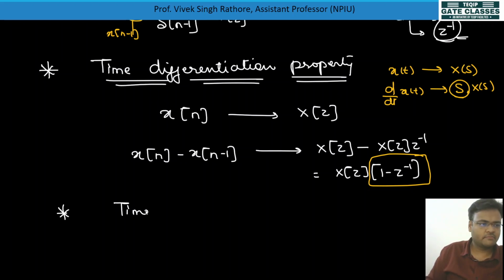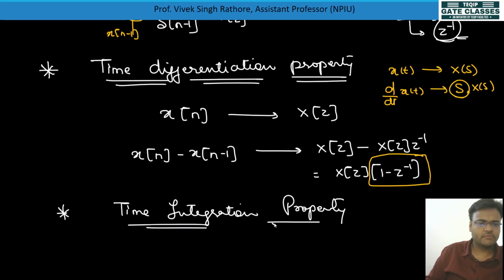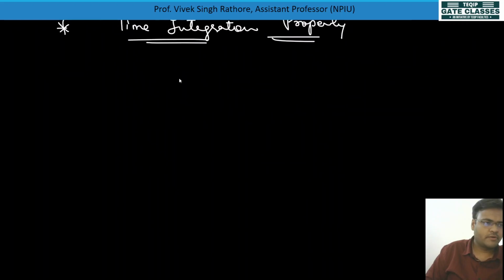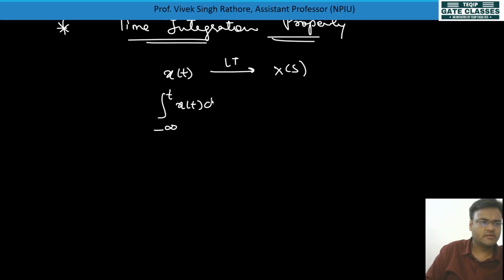I'll write the time integration property. Time integration property means that, let's suppose x of t, in Laplace I will tell you, the Laplace transform x of s was coming. If we integrate from minus infinity to t x of t dt and take the Laplace transform, we will get x of s by s. This you have seen in Laplace transform.